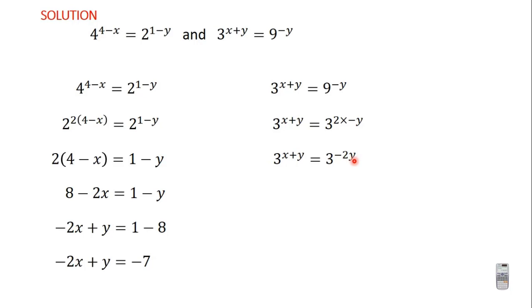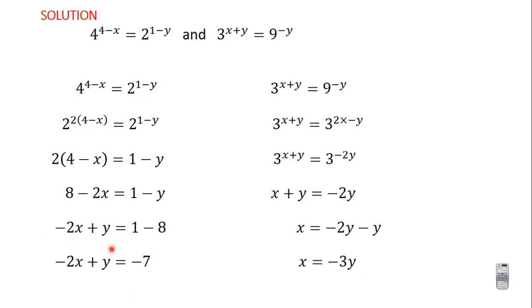This will give us 3 exponent x plus y is equal to 3 exponent minus 2y, since 2 times minus y is minus 2y. The base on the left hand side is now 3. The base on the right hand side is also 3, so we can equate the exponents. So we have x plus y is equal to minus 2y. If we simplify this, we have x is equal to minus 2y minus y. So x is equal to minus 3y. We know this from algebra.